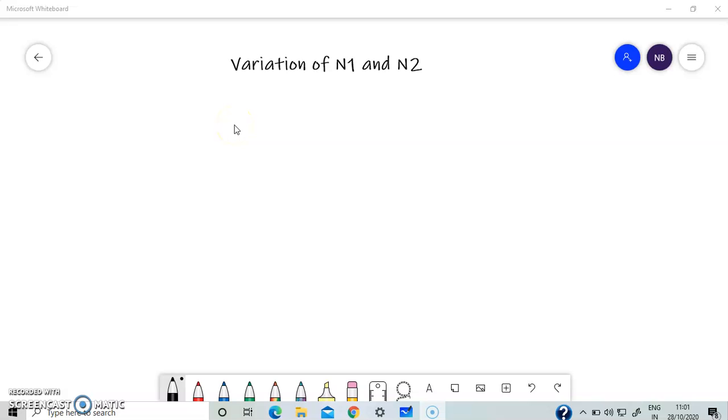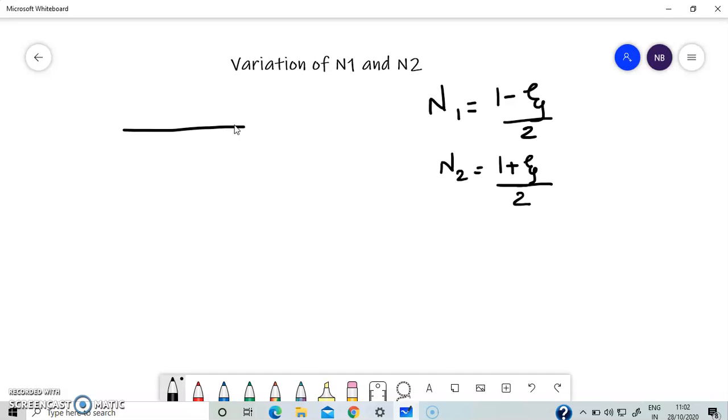Using the natural coordinates, we found the shape functions N1 and N2 as N1 = (1 - zeta)/2 and N2 = (1 + zeta)/2. Here we are going to find the variation of N1 and N2. So we have a bar element having nodes 1 and 2. The zeta coordinates vary from -1 to +1.